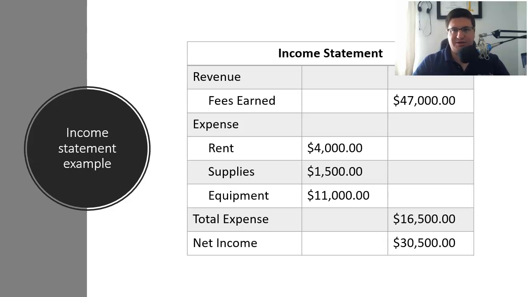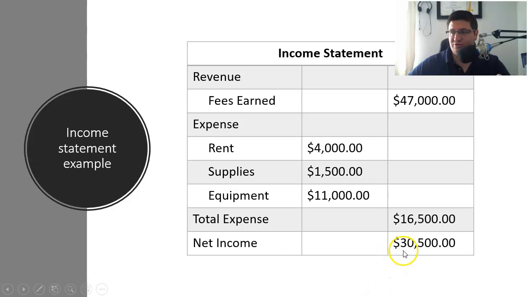Now, this example is a net profit, but there's revenue up here. There's fees earned. Remember, we did some consulting, so we got $47,000 out of that consulting. We have our expense. We got rent, $4,000. Remember, every month it's $4,000 for us to rent. Supplies, we bought some supplies and we did some equipment. Computers and desks and stuff like that. So the total expense was $16,500. The total revenue, income that we brought in to the business this month is $47,000.